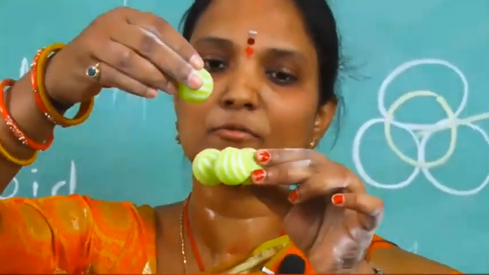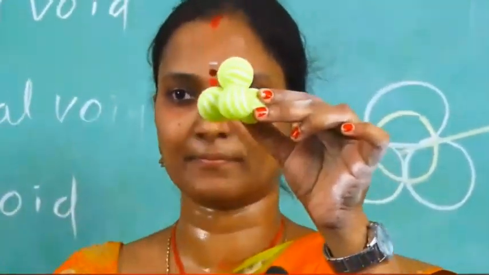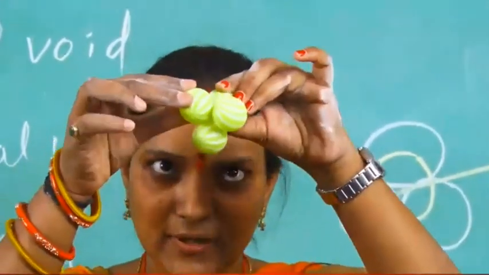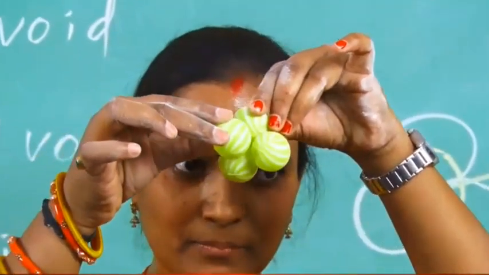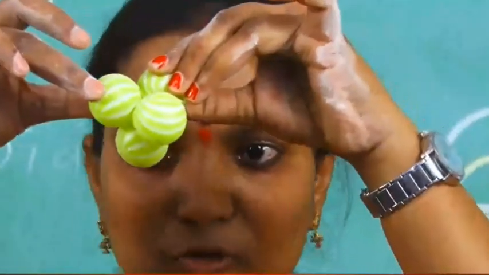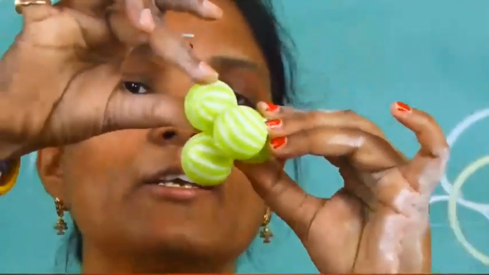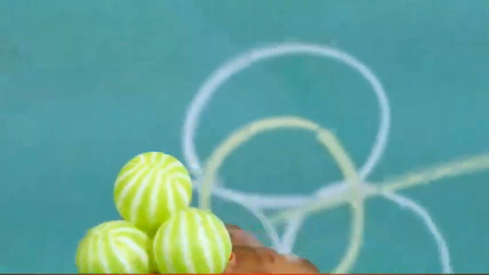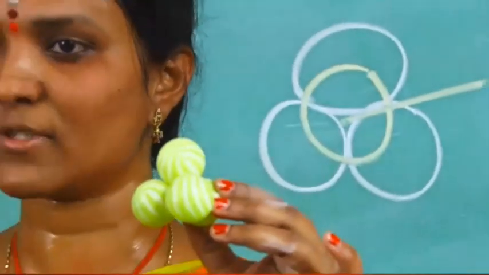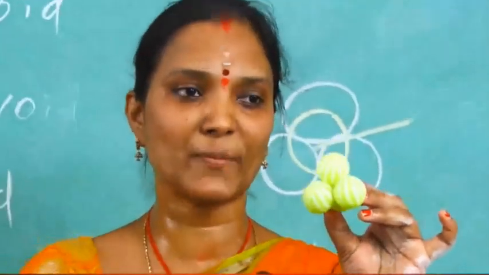On this one more particle I am placing. Now here also we are getting empty space or not? Four particles, definitely empty space is there. In the middle, that empty space is a tetrahedral void. So a tetrahedral void is surrounded by four particles.